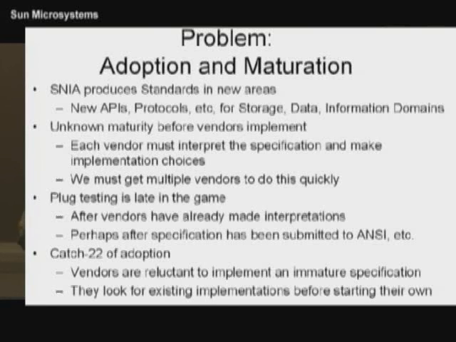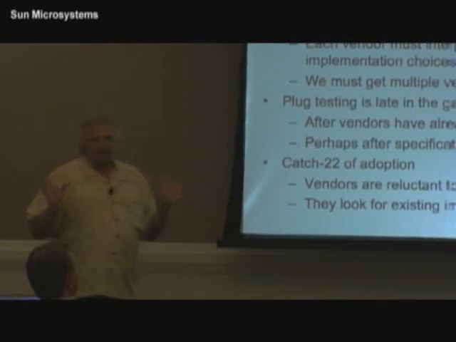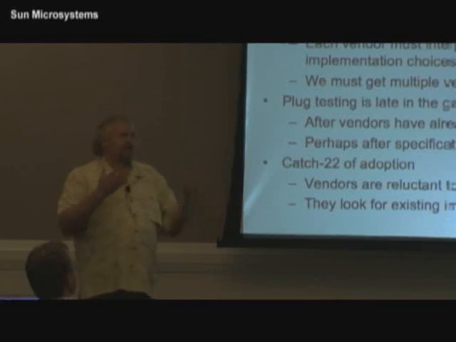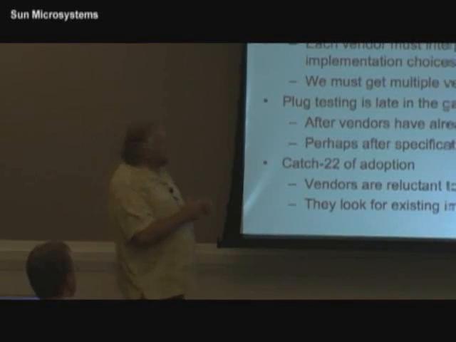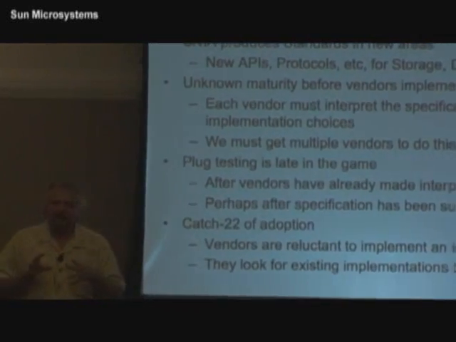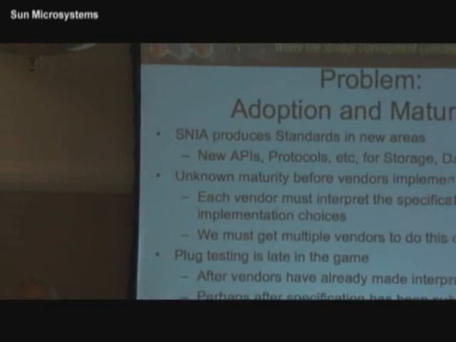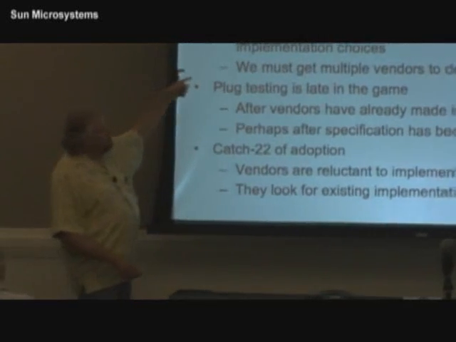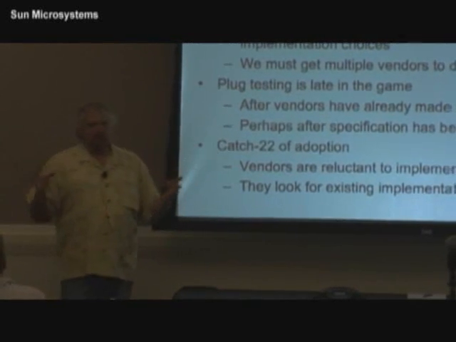But doing specifications is great up to a point, when you develop new APIs and protocols for storage and data and information domains. But if I'm a vendor wanting to implement one of these specifications, and I get this, whether it's a 1.0 or 2.0 or even a pre-1.0 specification, I kind of have to interpret that specification and make some implementation choices when I read that spec and when I create my own code. And in order to mature the specification quickly, we need to get multiple vendors to do that.